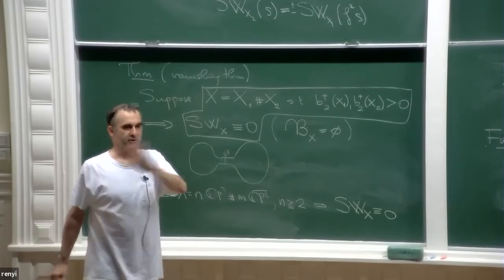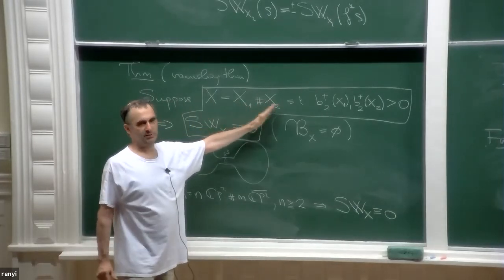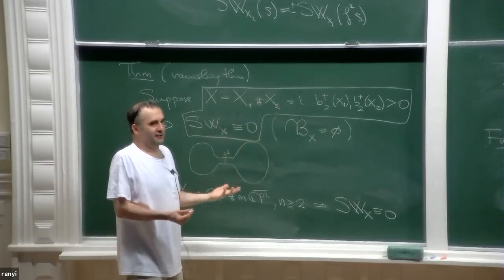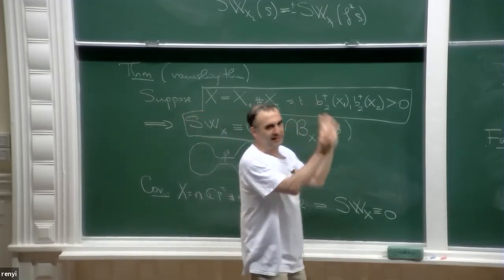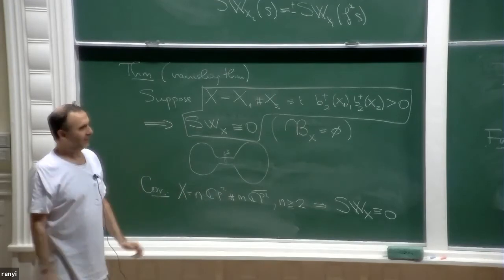Everybody is smooth. All the manifolds are smooth. X1 is smooth, X2 is smooth, X is smooth, the connected sum is smooth. For topological things, this whole theory just breaks down. You know, you don't know how to do Levi-Civita, so everything is smooth.